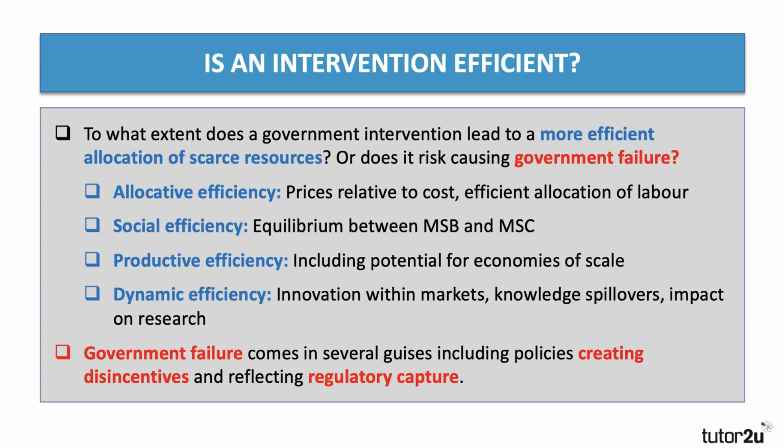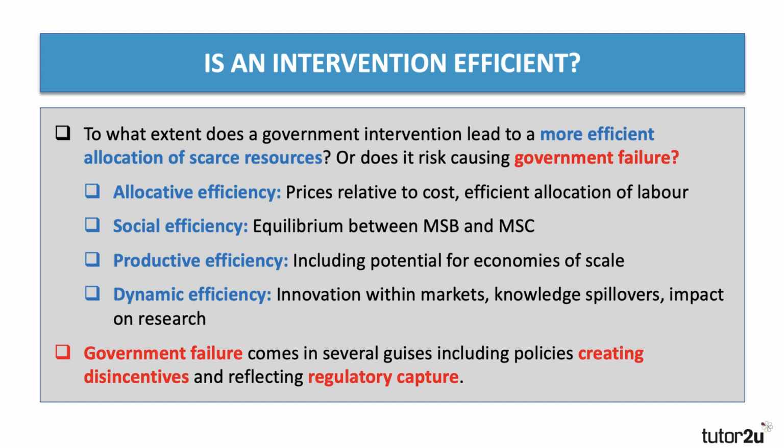Social efficiency, does the intervention get you towards that social optimum where marginal social cost meets marginal social benefit? Does the intervention have an impact on economies of scale for good or bad? And does the intervention impact on dynamic efficiency? Does it drive faster innovation and knowledge spillovers, or does it have a negative effect on that?